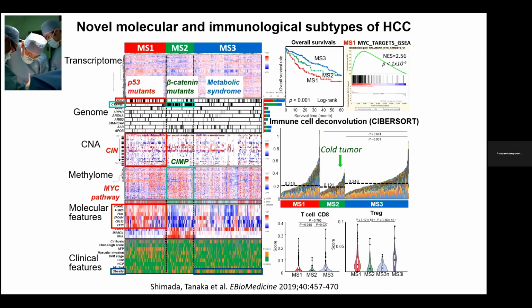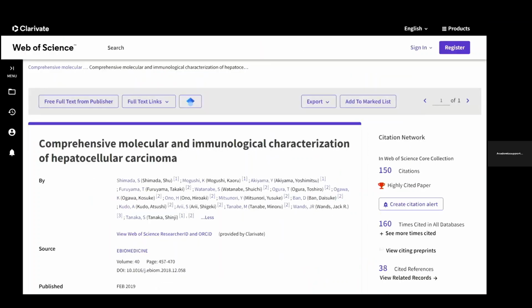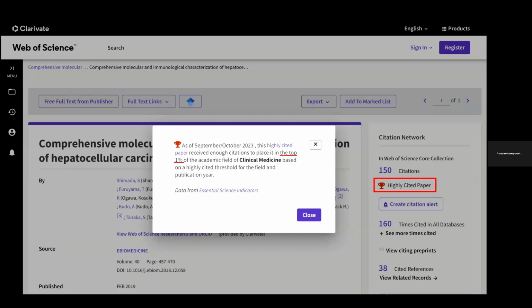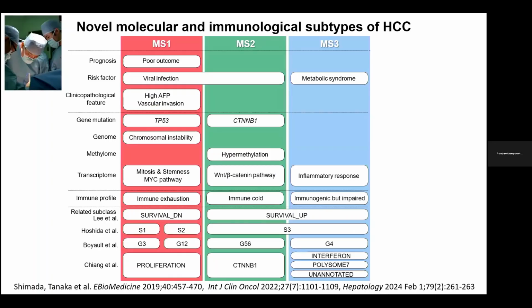Heterogeneity is one of the hallmarks of cancers, including hepatocellular carcinoma, HCC. Using surgically resected samples, we have identified several molecular and immunological subtypes, such as metabolic syndrome-associated HCC. This report was selected as a highly cited paper, placed in the top 1%. Interestingly, the metabolic subtype of HCC is not associated with specific genetic mutations, so in this study we applied the epigenetic approach to clarify the molecular mechanism of metabolic HCC.